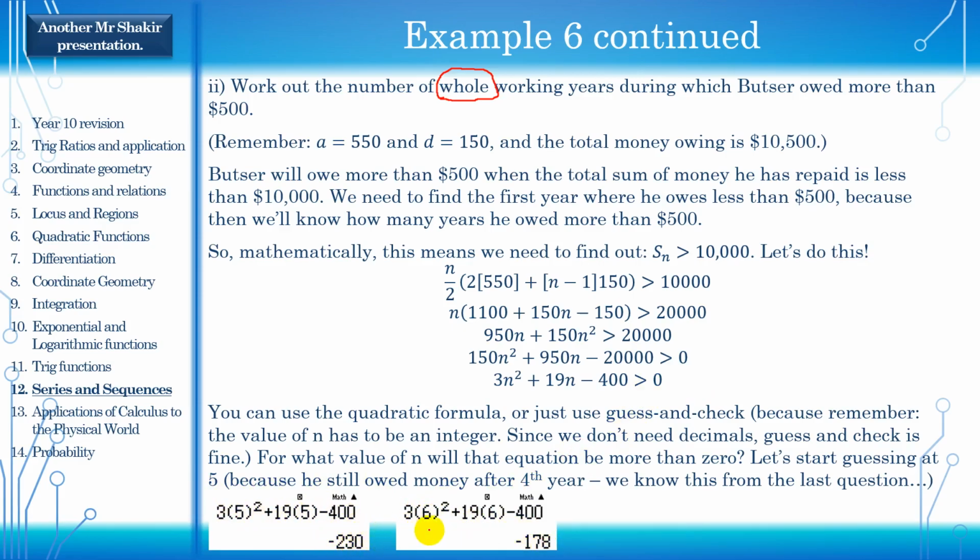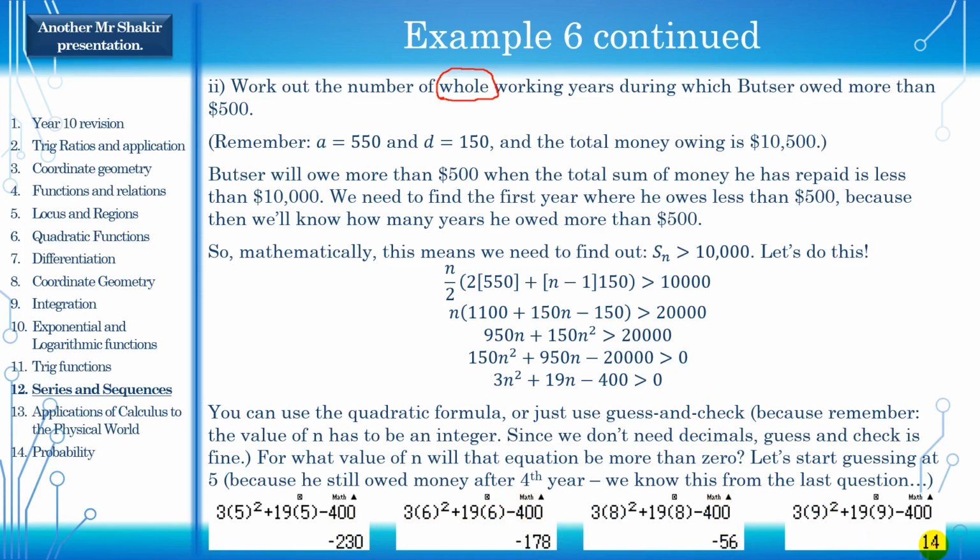Well, the difference between this and this is not that big, so I'm going to sub in 8 now. I'm going to skip 7 and see what happens. Oh, well, it's still less than 0. Sub in 9, hey, it's more than 0. So on the ninth year, he will have paid back more than 10,000. So on the 8th year, he had paid back less than 10,000. In other words, he owed more than $500 in the 8th year.